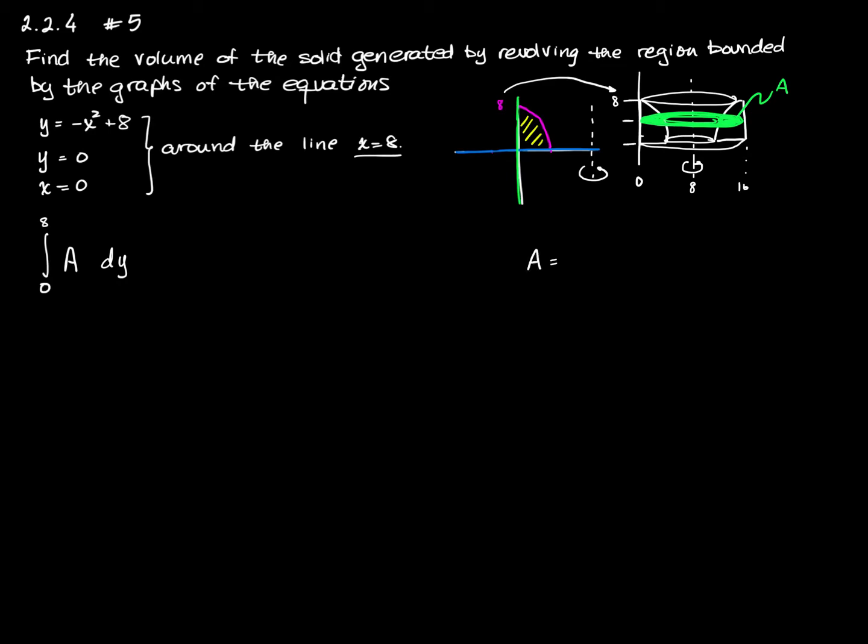That area is going to be, because this is a circle, pi r squared minus pi r squared. And I like to use capital R for the radius of the outside circle and lowercase r for the radius of the inside circle. Now let's see if I can draw these in here. It's a little tricky. I'm not giving myself much room here.